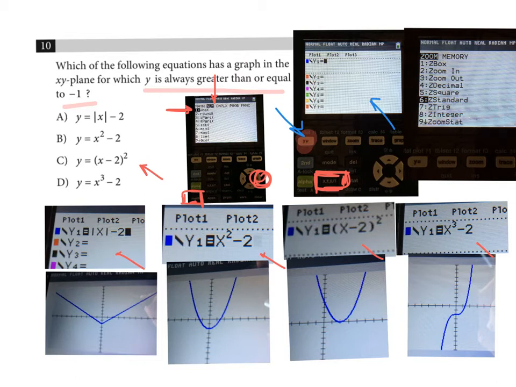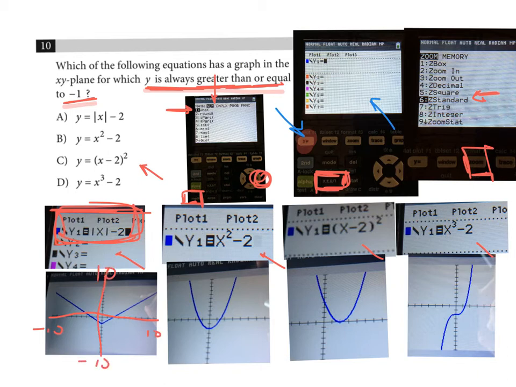But what you're going to be doing is graphing all four of these equations and then looking to see which of them has y always greater than or equal to negative 1. So when you enter your equation, for example for the first one, absolute value of x minus 2, you type your equation in as you see it, and then you press zoom, and then the number 6 for zoom standard. What that does is it gives you what we call in math a standard view of the graph, going from negative 10 to positive 10 on the x-axis, and from negative 10 to positive 10 on the y-axis. That's called the standard view.